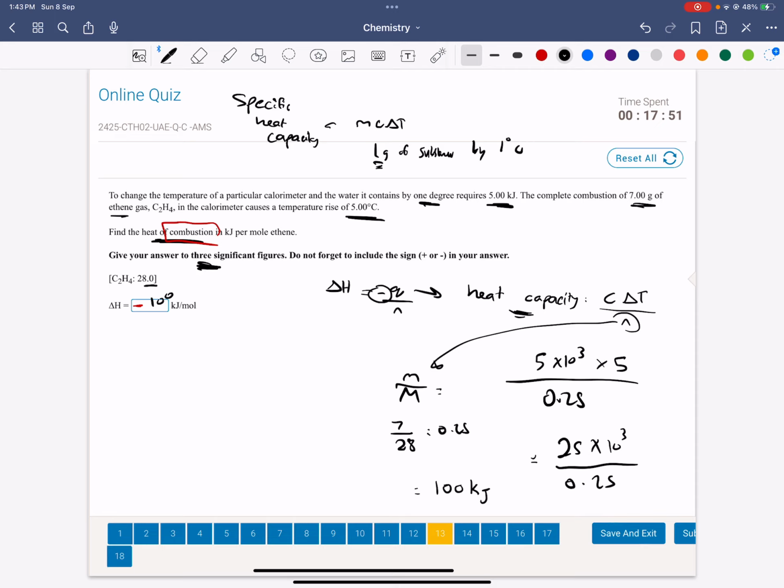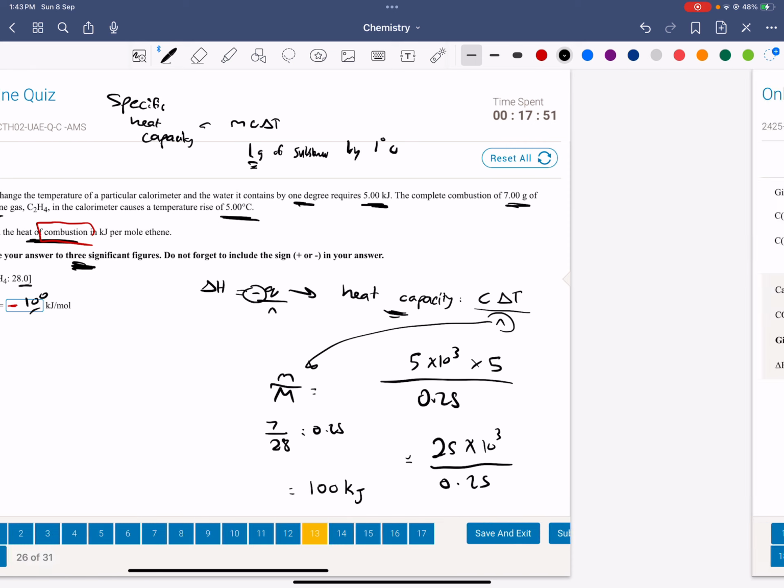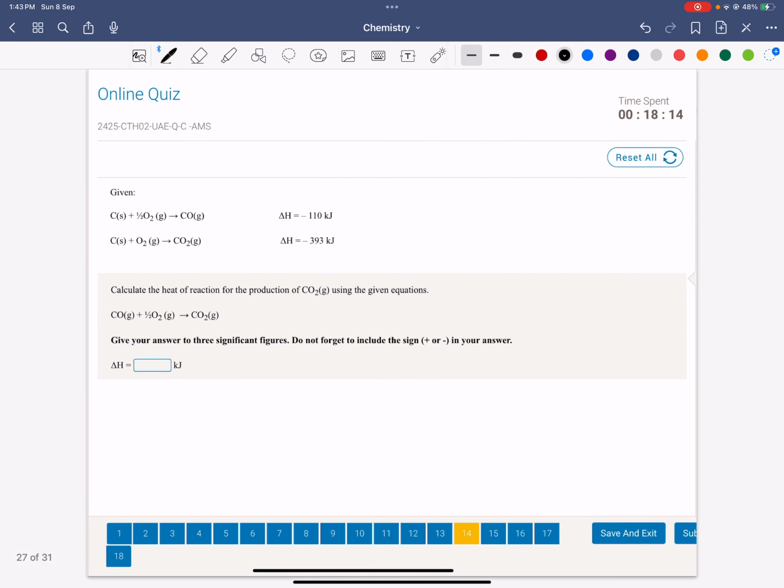And since 3 significant figures, our answer already has 3 significant figures. Let's go next. Calculate the heat of reaction for the production of CO2 using the given equations. This is very simple. Hess's law also, very straightforward. We look at the final equation and then we compare how we can reach that.